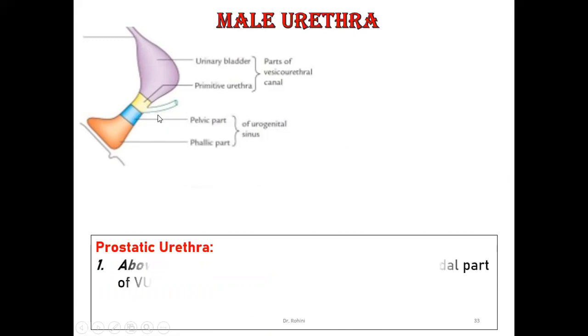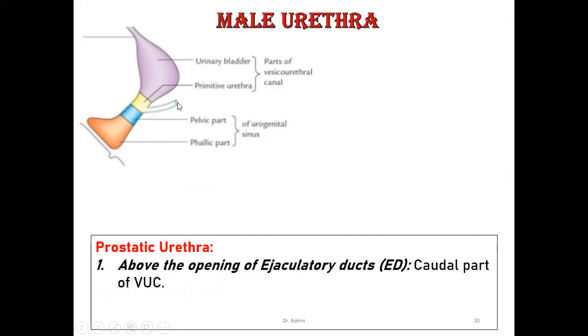Prostatic urethra develops from, so you can see here we have the opening of the mesonephric duct. Near the opening of the mesonephric duct, that part I told you earlier, is actually forming the ejaculatory duct. Above the opening of the ejaculatory ducts, it is formed by the caudal part of the vesicourethral canal, or we can say primitive urethra. Below the opening of the ejaculatory duct, it will be formed by the upper part of the definitive urogenital sinus. We call it the pelvic part.